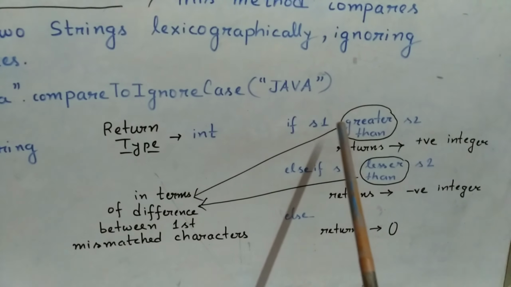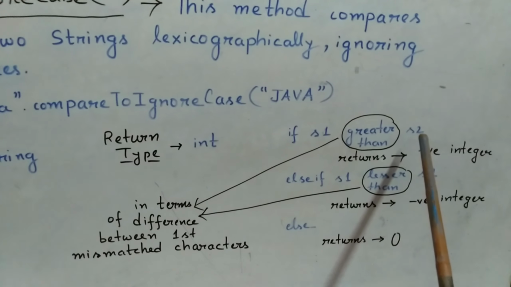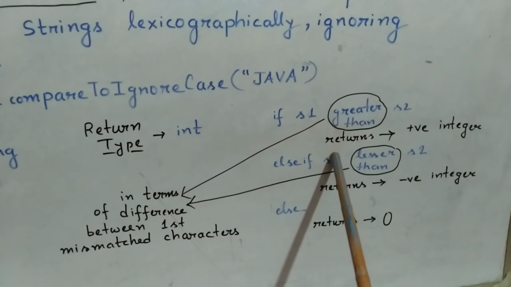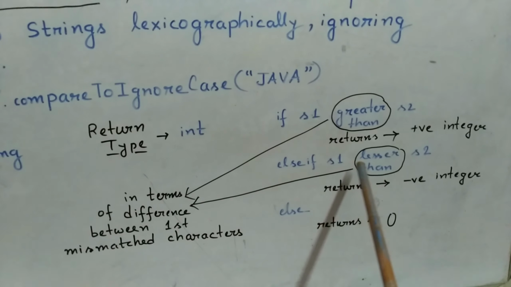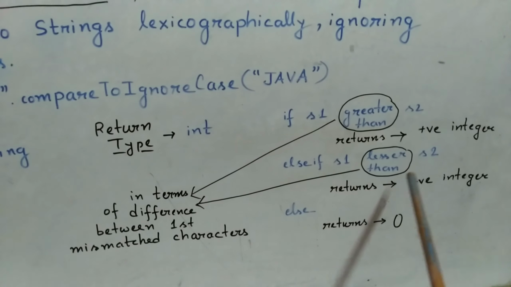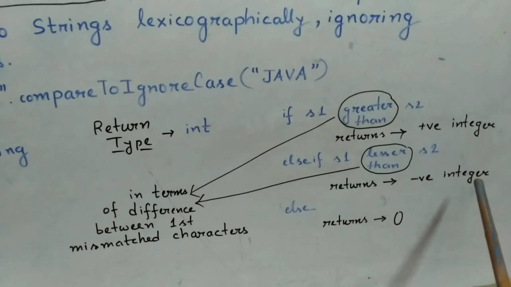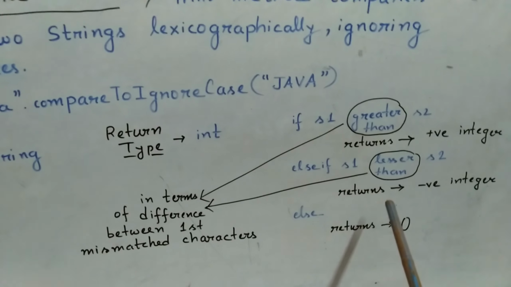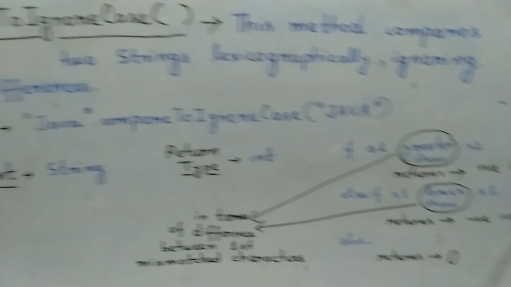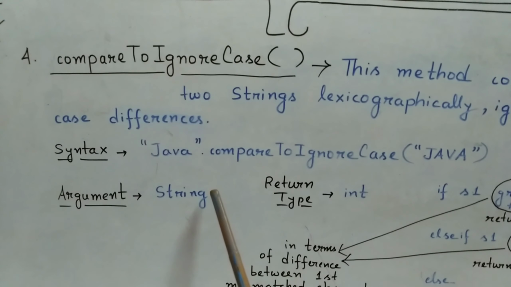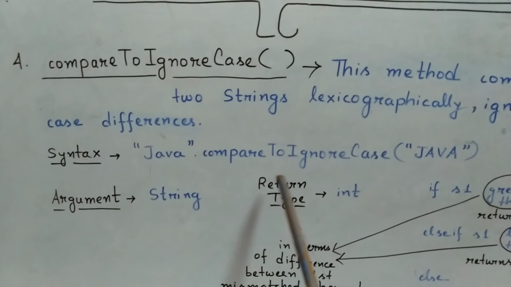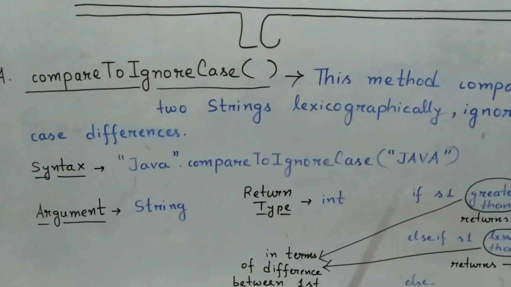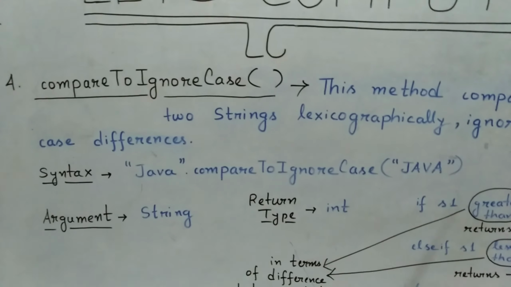Now if the first string is greater than the second string, then it returns a positive integer. Otherwise, if the first string is lesser than the second string, then it returns a negative integer. And if both of the strings are same, then it returns 0. It accepts a string value as an argument and it returns an integer. Well, let us have a couple of examples and make understanding soothing.